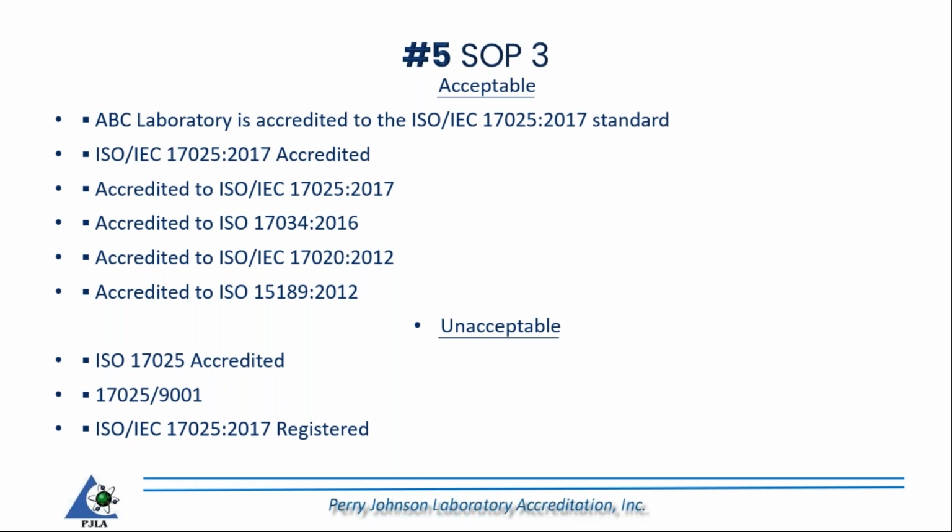Say you want to state, hey, you're accredited to 17025. Currently, you have to reference the whole shooting match. So if you're referencing accreditation on reports or on your website, it's ISO/IEC 17025:2017. Currently, you have to put the year of the current standard in with your reference to accreditation.